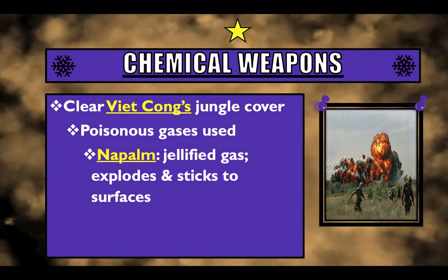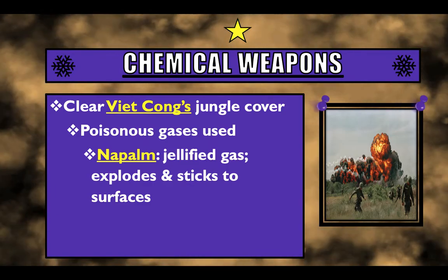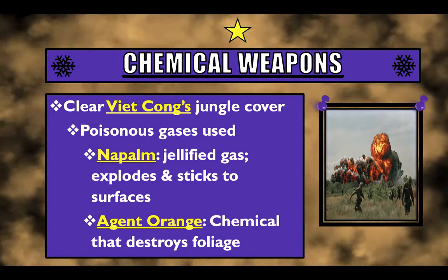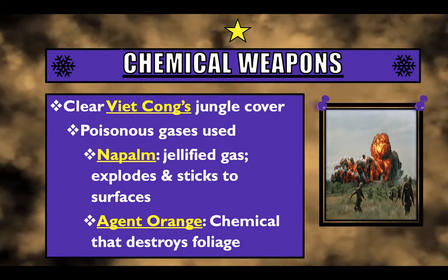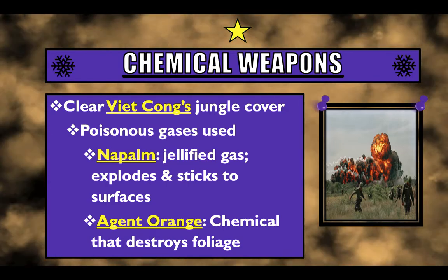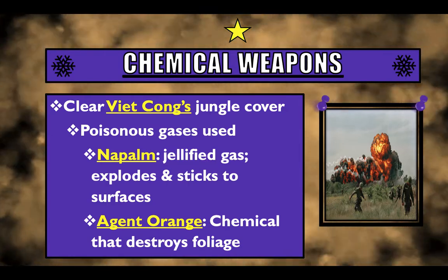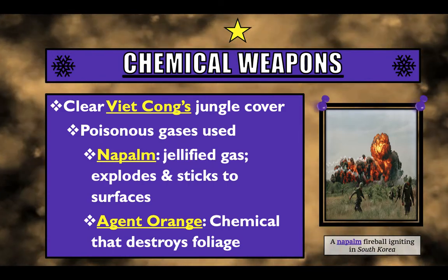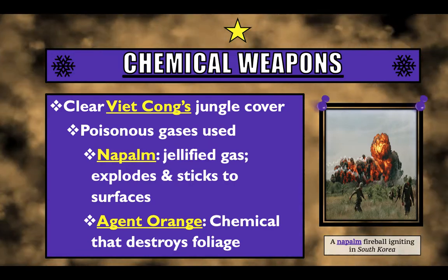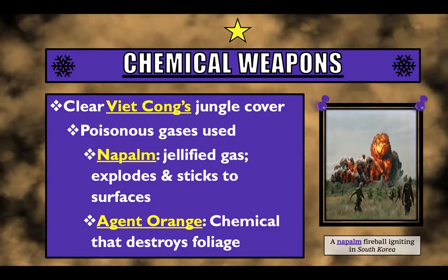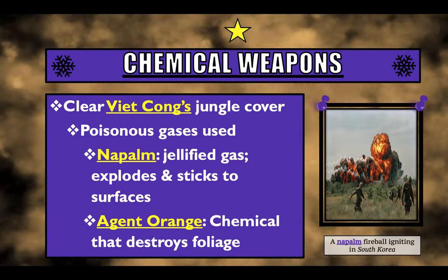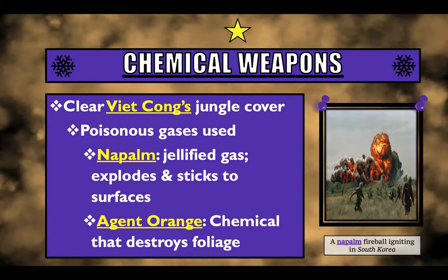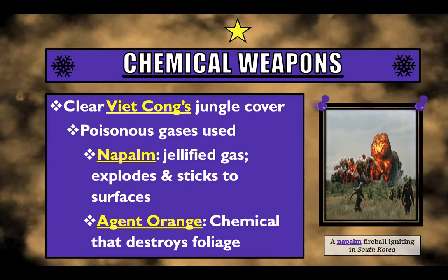The two most frequently cited chemical weapons during the Vietnam War were napalm and Agent Orange. Napalm is a jellified gas which basically explodes and sticks to surfaces, and that gel continues to explode when it's ignited. You can see in that image over there on the right, that is what napalm looks like when it blows up. Agent Orange is a chemical usually sprayed from planes that destroys foliage, including trees and bushes and plants, so again, eliminating the jungle cover where the Viet Cong would be hiding.